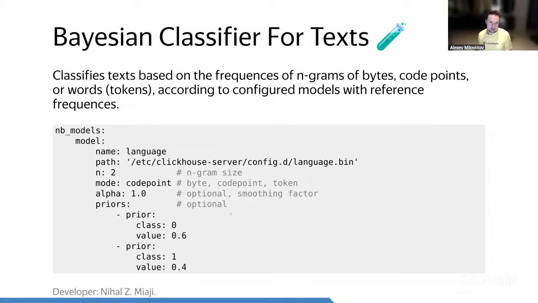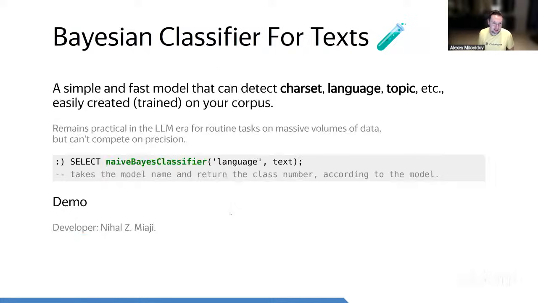And this way you can classify character set or language with certain precision, or even topic, or even spam. Although it's pretty rough, it still remains practical due to its speed and simplicity. So you can use it for massive data volumes where using something like large language models is not practical.